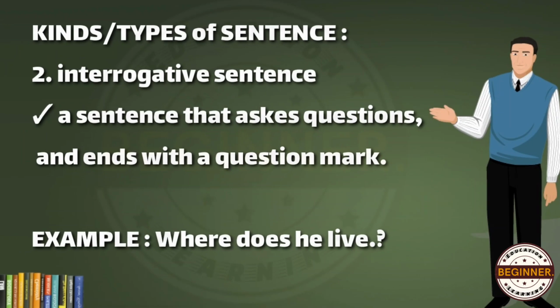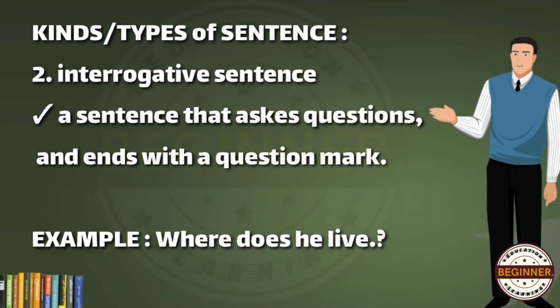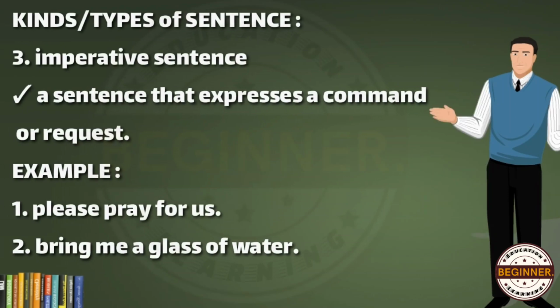Number second, interrogative sentence. A sentence that asks questions is called an interrogative sentence. These sentences end with question marks. An example of an interrogative sentence is: Where does he live?